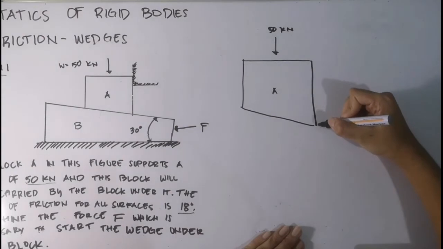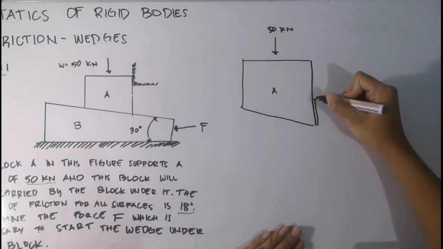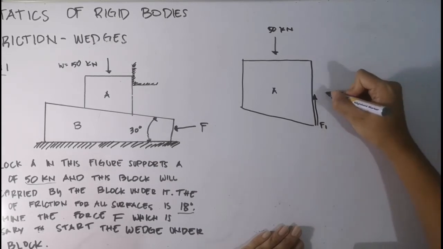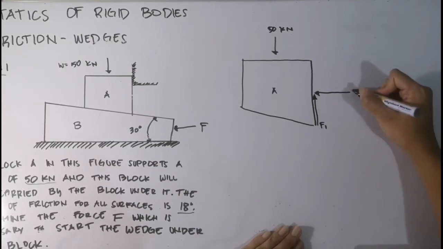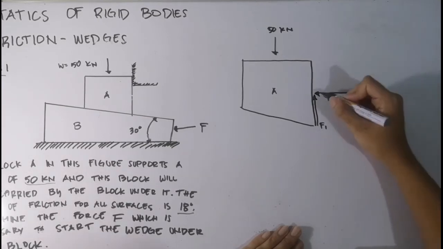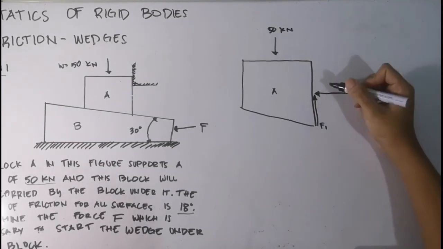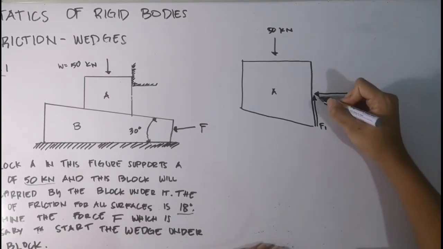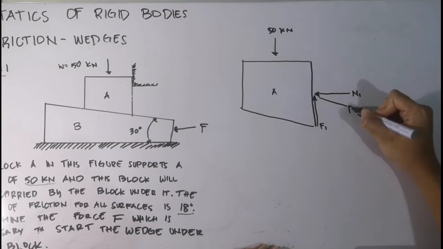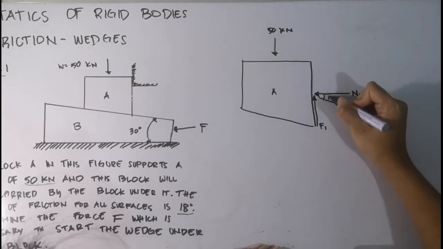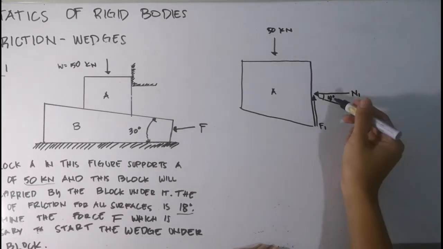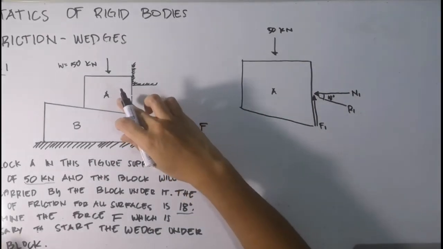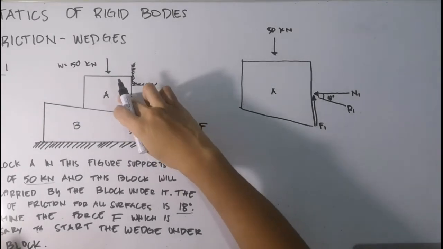First thing to draw is the surface of A and the wall. We draw the friction, F1, and this is our normal force 1. It is stated that the angle of friction for all surfaces is 18 degrees, so this will be R1, reaction 1, at 18 degrees.